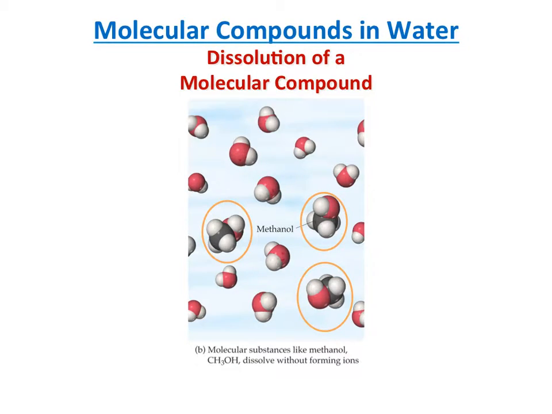For a molecular compound, which is primarily composed of only nonmetals, we can see something like methanol, which is CH4. What happens is this can't break up into component ions. It is a molecular compound. It doesn't make ions. The water molecules may still surround it, and they may help to dissolve it, but they're not going to conduct electricity. Therefore, they're not an electrolyte.